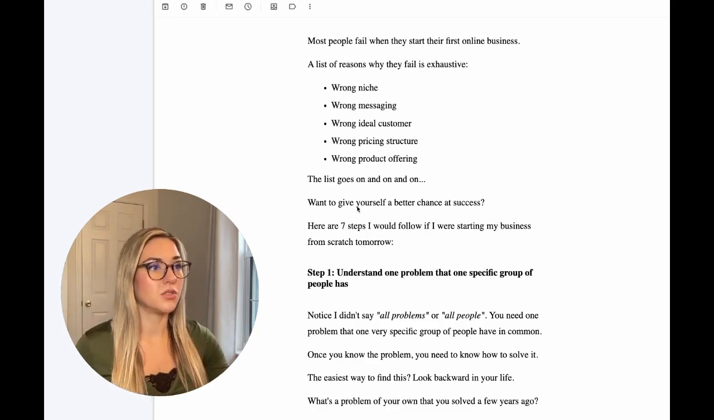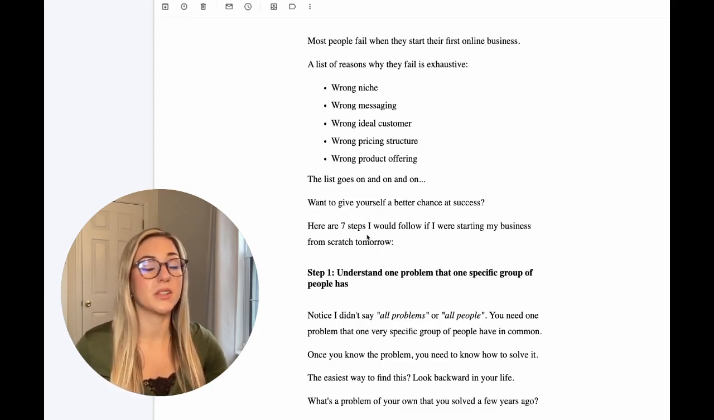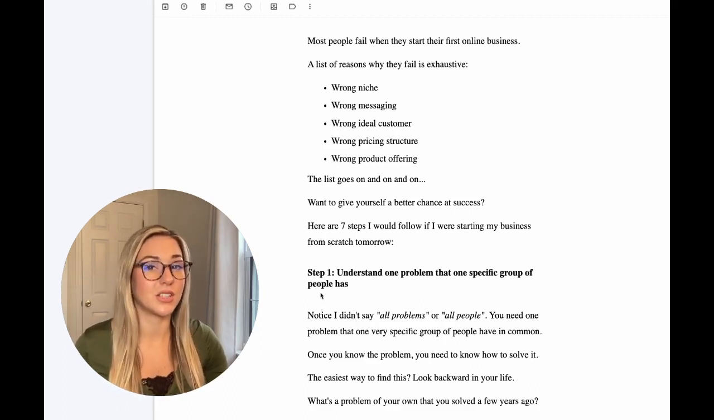Then he moves into the solution aspect. Want to give yourself a better chance at success? Here's the 7 steps I would follow if I was starting my business from scratch tomorrow. So that is his advice. Then he goes into obviously the tangible parts of the email where he lays out how to avoid those failures and achieve the success that he himself has achieved.